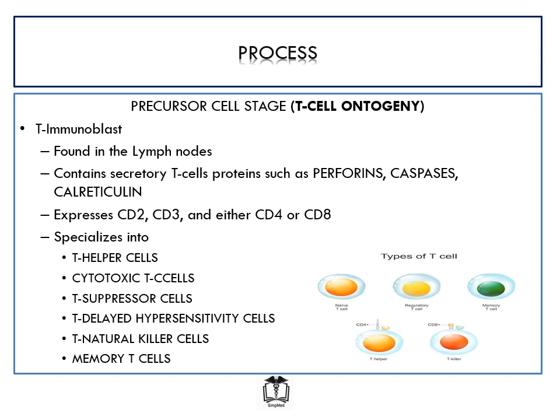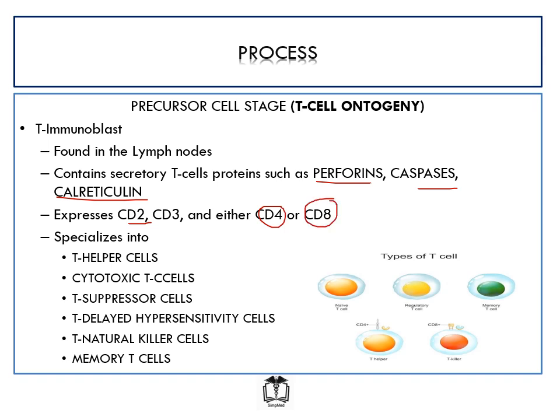T immunoblasts are the final precursor stage for the T cell ontogeny. They're found in the lymph nodes. They contain secretory T cell proteins that are important for the process of immunity. This includes proteins like perforins, caspase, and calreticulin. They also express similar clusters of differentiation to the virgin T cells and the non-cleaved T cells, so CD2, CD3, and either the CD4 or CD8 cluster of differentiation on the receptor.